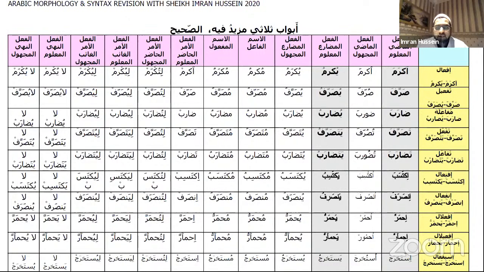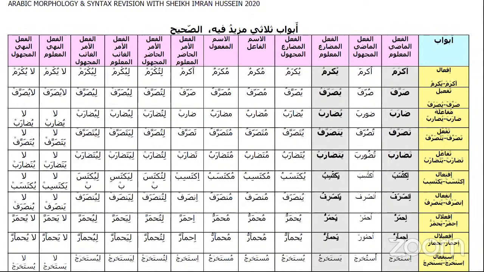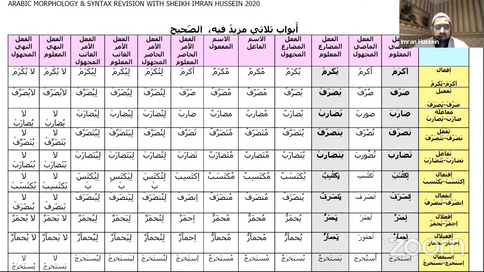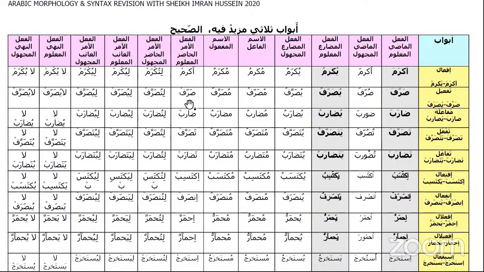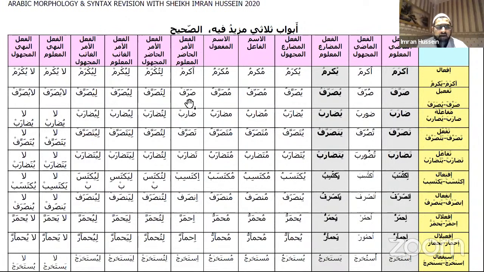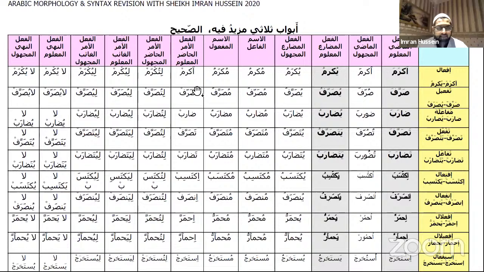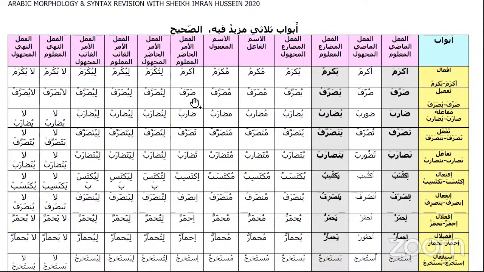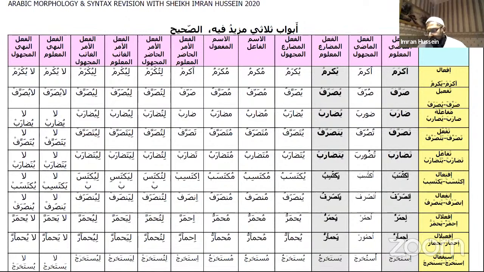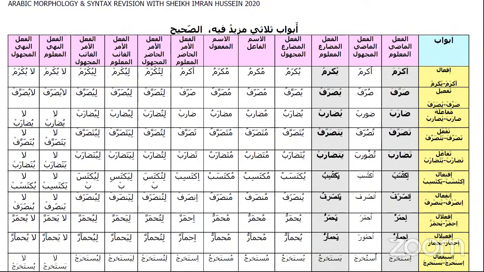Yes, yusarrifu is he is exchanging. We go to anta tusarrifu, drop the ta, and it becomes what? The imperative, amr, is sarrif. Yes, because sarrafa, yusarrifu, the ra had a kasra. So we conjugate sarrif. Conjugate the 6 forms.